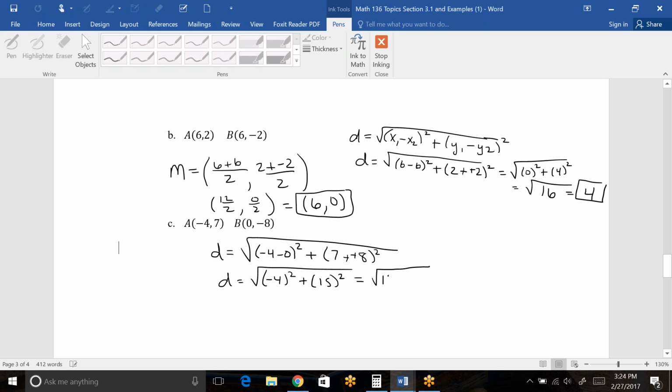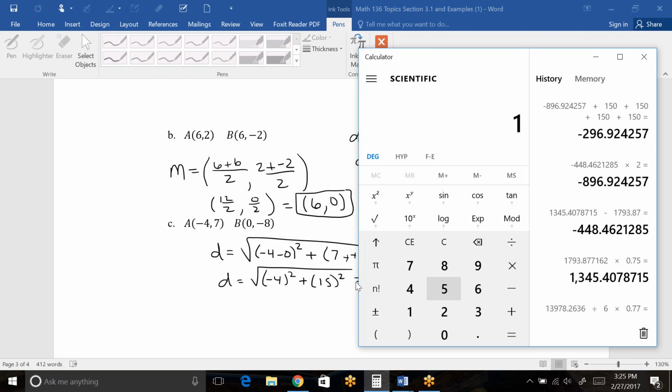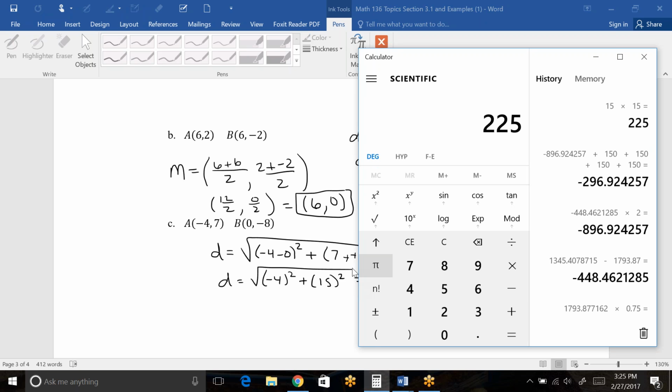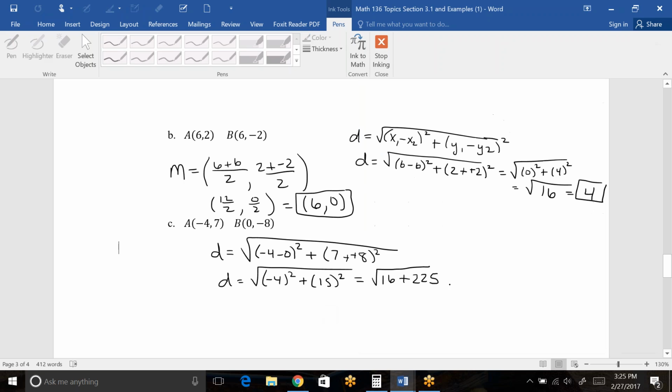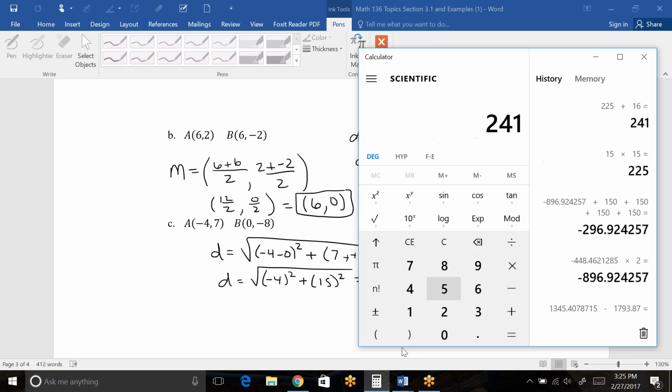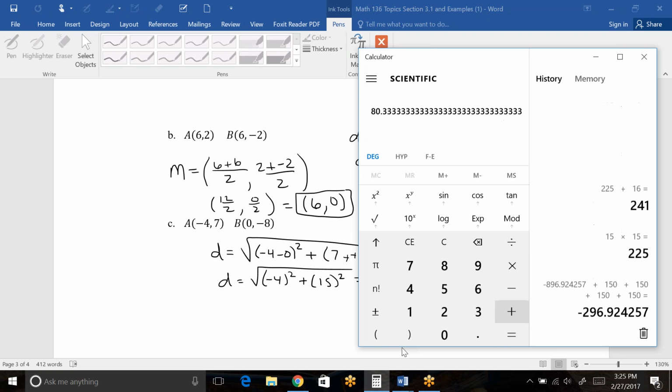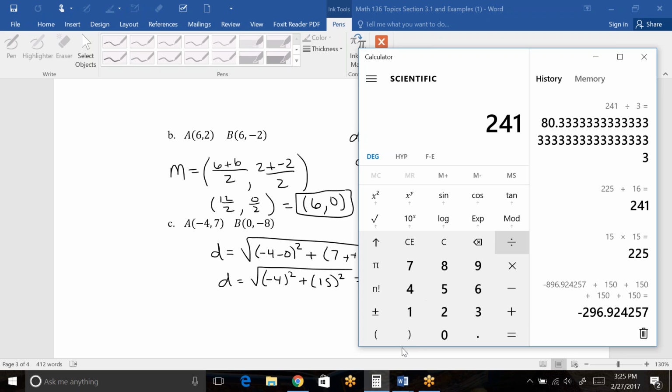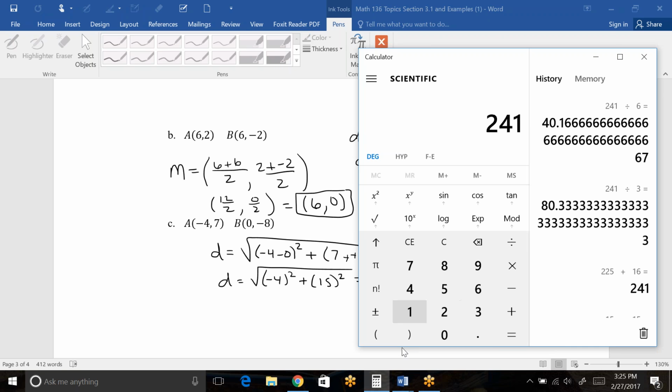Negative 4 times negative 4 is positive 16. 15 times 15 is 225. Double check myself there. So that would be 225 plus 16 is 241. Now that is not a perfect square, but we do need to check and see if it's divisible by anything. So I divided it by 3. That didn't go. 4 is not going to go. 5 doesn't go. 6. Nope.